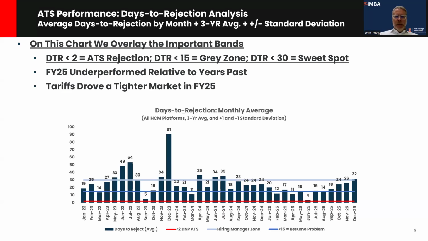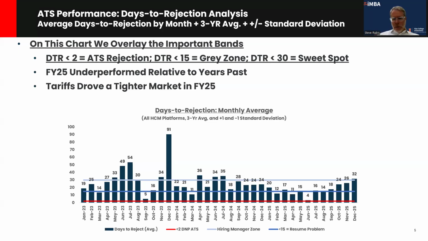The red line is 2 days or less. We're not being rejected typically by the ATS. It does happen to us, but typically we think a human is actually looking at our resume. And the blue line on here is the gray zone, less than 15 days. 7 to 15 days means you're in a gray area. Somebody probably looks at you, you're a borderline candidate.